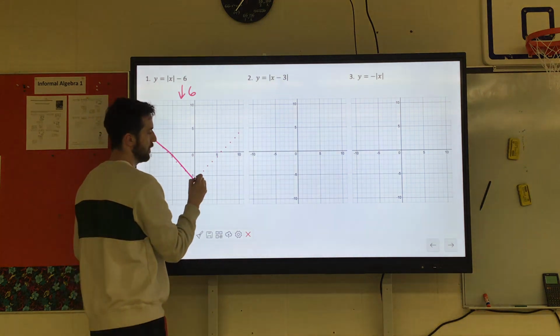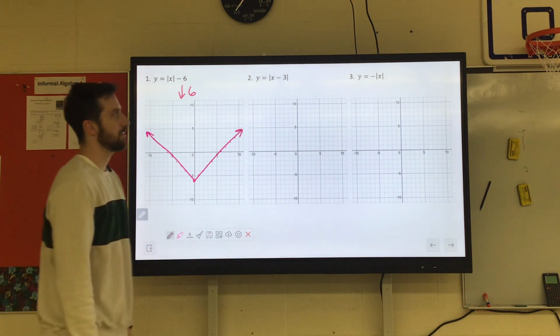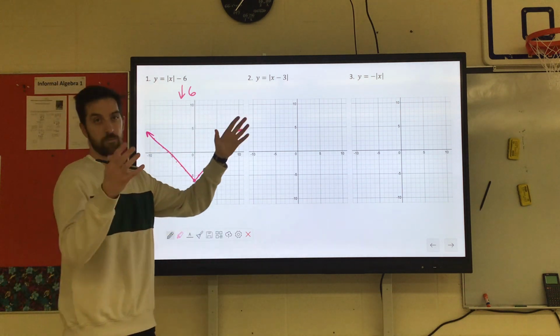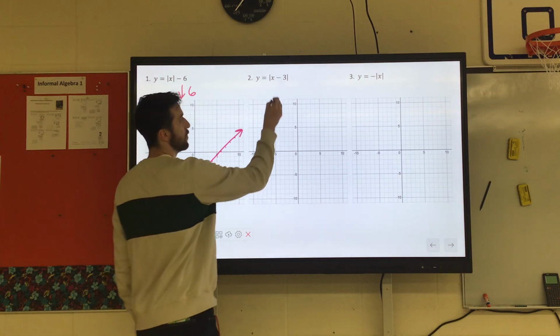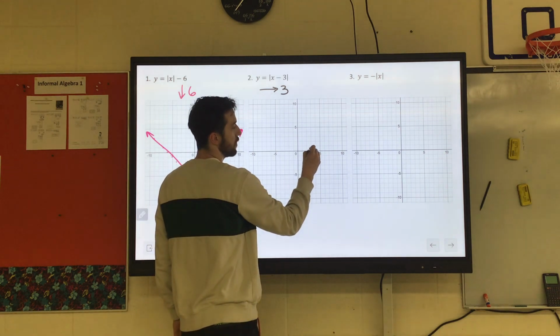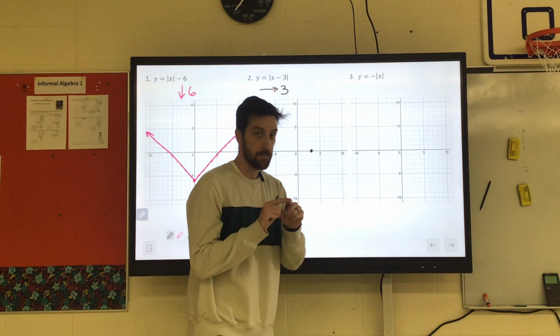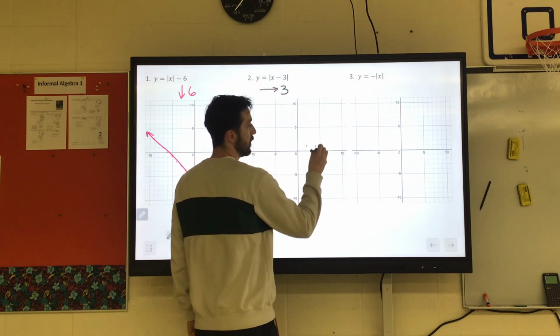There it is. All right, 1 down. Number 2 has the x minus 3 grouped in the absolute value symbols with it, so that would be your horizontal shift. This is going to shift it right 3. So there's our new vertex, right at 3, 0. And then from that dot, you just go up 1, over 1 in both directions. And you can keep that going.